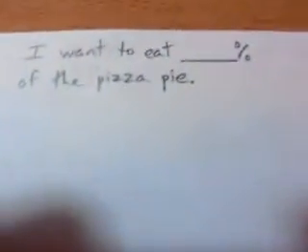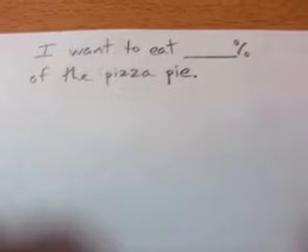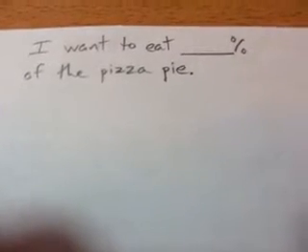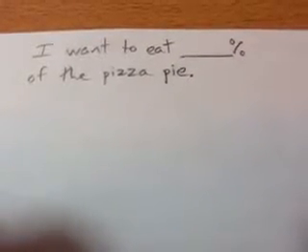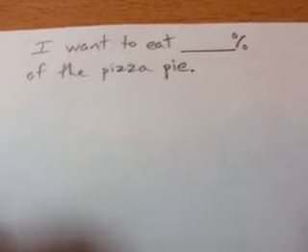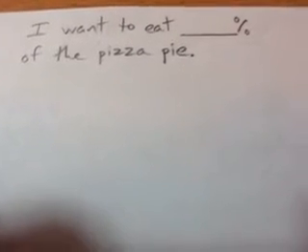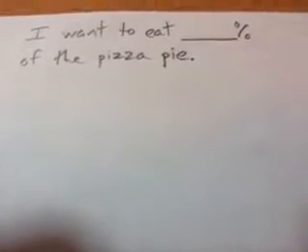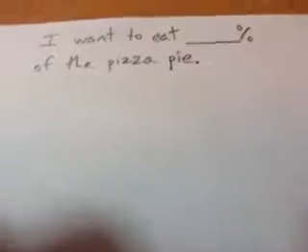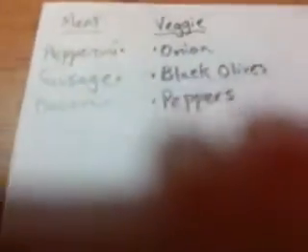So, let's talk about pizza, because that's what everybody loves in New York. It says, I want to eat blank percent of the pizza pie. Well, actually before that, since you've been doing a lot with lesson 1.2, let's do a little intermission and do a little trivia.